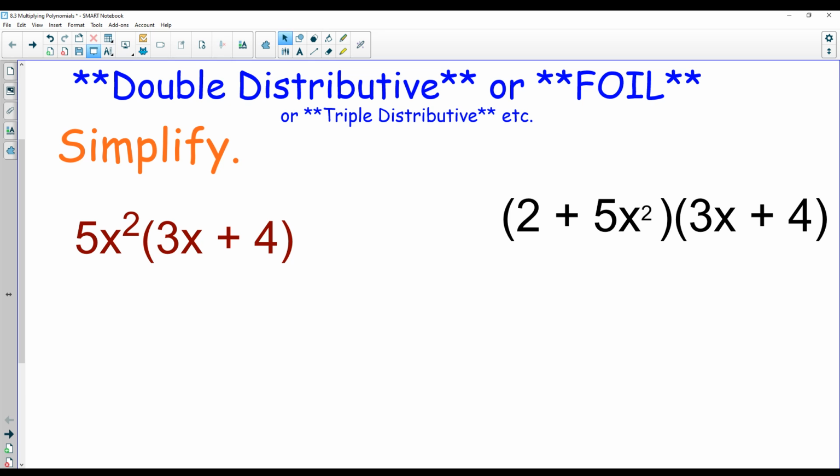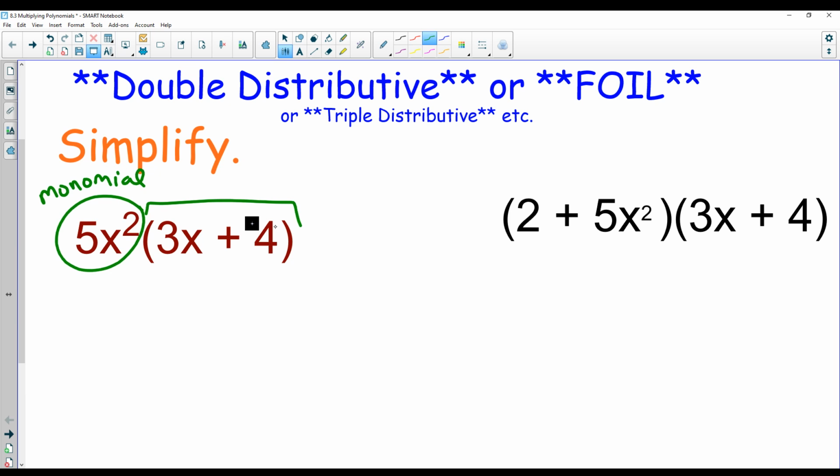Okay, so polynomials, let's just refresh some of this vocabulary. For example, this is a monomial because it is one term. And this is a binomial because it is two terms. Okay, so a little refresher there. We know that parentheses mean multiply. When you've got a term outside here, we're just going to do the distributive property.